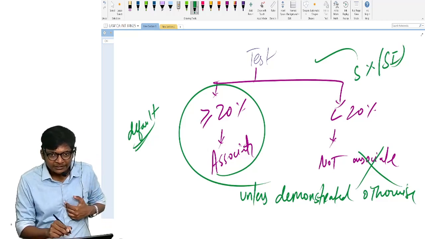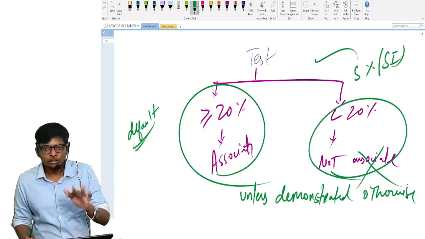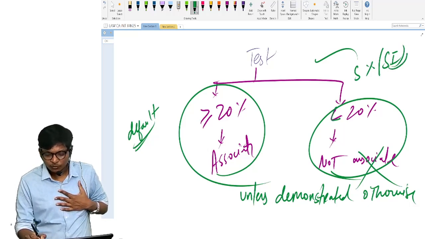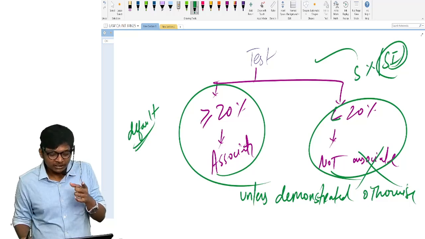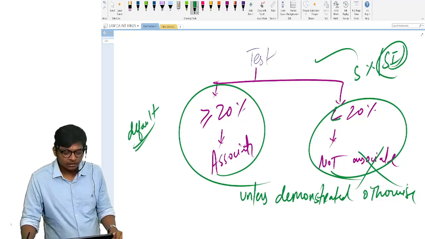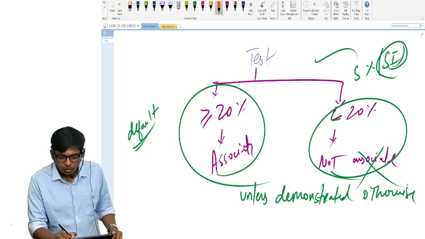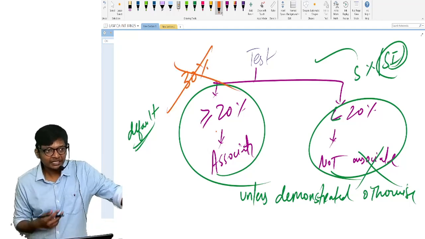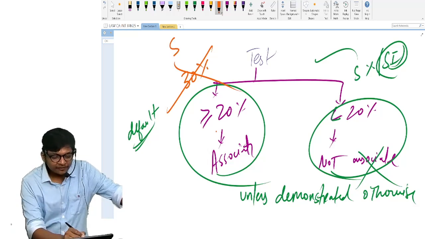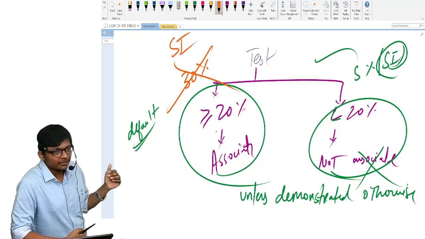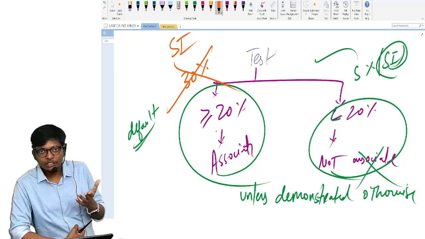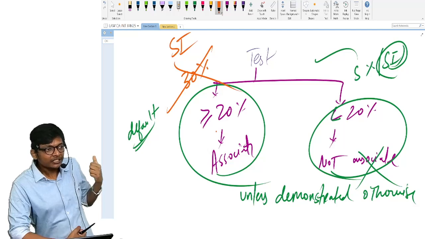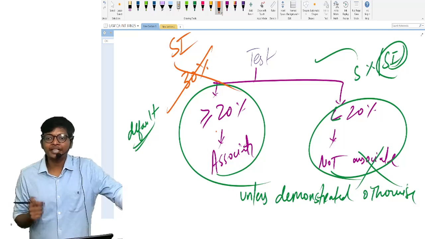Default setting is 20% or more, associate; less than 20%, not associate. But if you can prove that you have less than 20% but still have significant influence, you become an associate. In some cases, even if I have 30%, I am not an associate if I can prove that I do not have significant influence. Classic example: Vijay Mallya in Kingfisher had more than 20%, but when he left for the UK, the bank froze his shares. So even though he had 33%, he was not an associate.